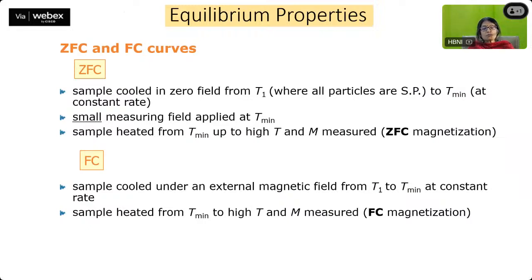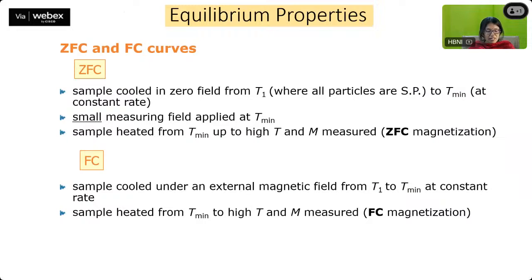The sample is cooled from zero field from T1, where all the particles are superparamagnetic, to T minimum at a constant rate. Then you apply a small measuring field, and then the sample is heated from this T minimum up to the high temperature, and then the magnetization is measured. So this is the zero field cooled magnetization curve plot.